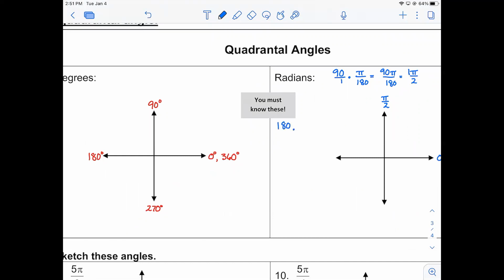Okay? So now the next one we want to do is convert 180 into radians. So we're going to multiply by pi over 180 to give me that pi on the top. If I multiply straight across, I get 180 pi divided by 180, which reduces to, those cancel out, and we're left with pi. So this radian measure over here is pi.